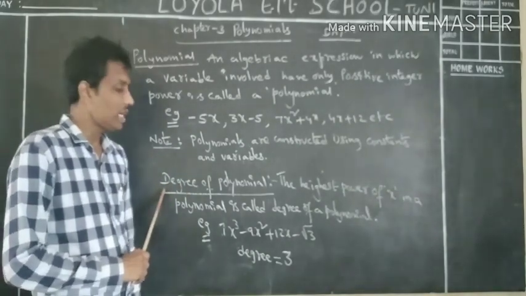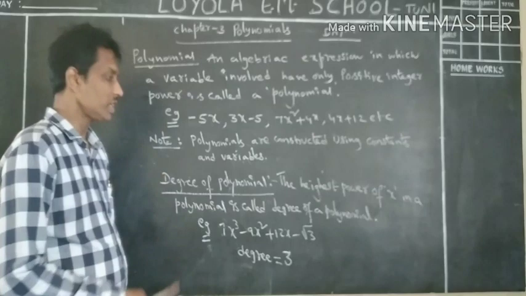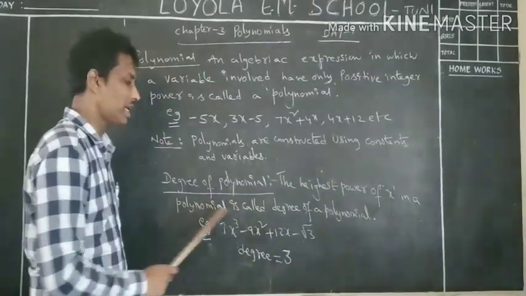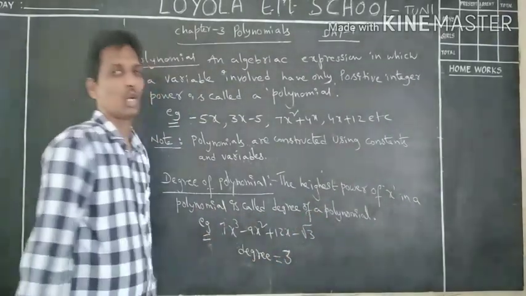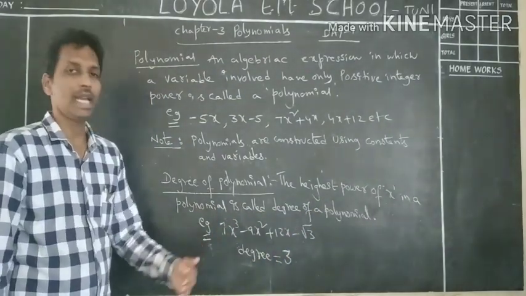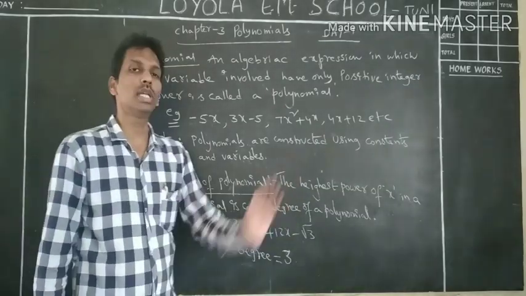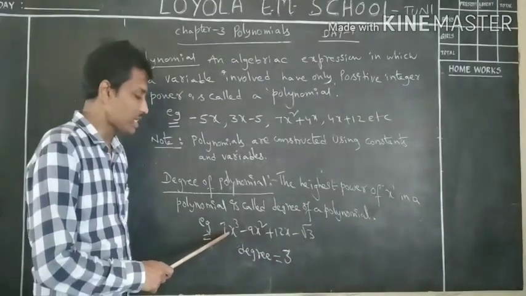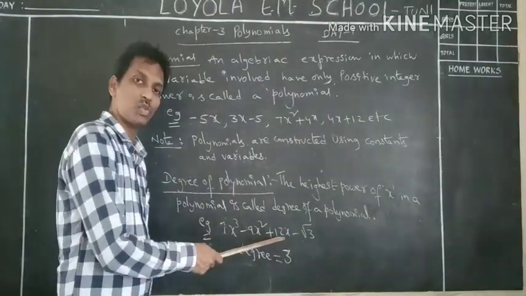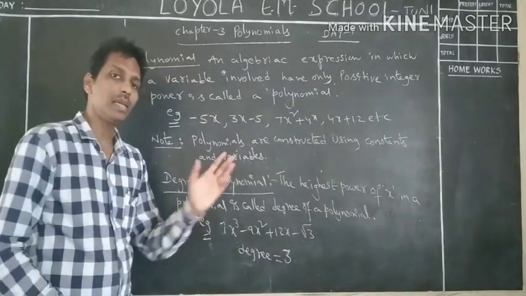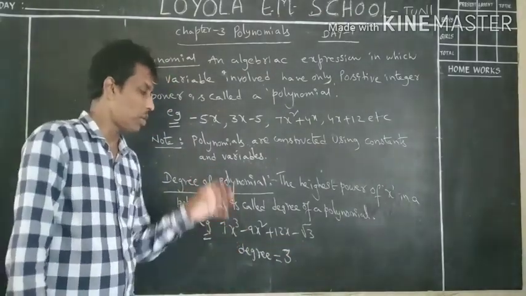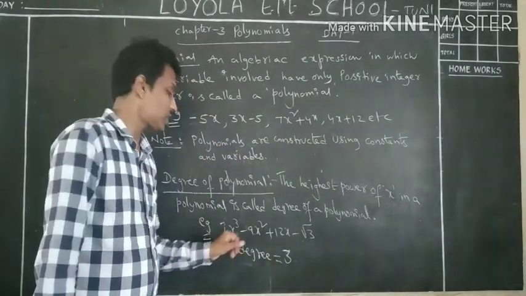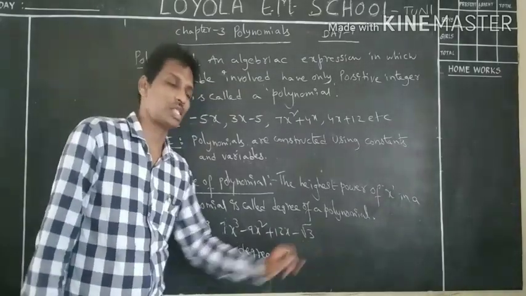Now let us go through the degree of the polynomial. Degree of the polynomial: the highest power of x in a polynomial is called the degree of a polynomial. See here, first of all, go through the example for a polynomial. Here 7x cube minus 9x square plus 12x minus root 3 is a polynomial. Actually this is a polynomial with a combination of four terms. What are they? 7x cube, minus 9x square, plus 12x, minus root 3.